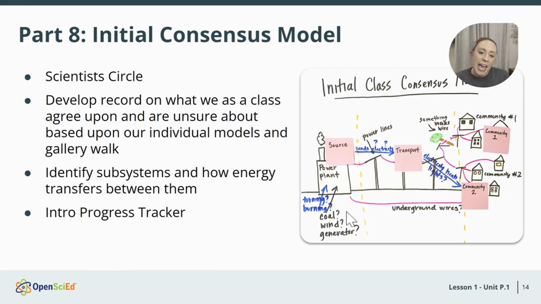And after you have a consensus model up on your poster paper, and this image is in the teacher guide, you with your class identify some subsystems on how energy transfers between all of these different components in our model. And again, we're looking for subsystems here, like we have power sources. We have a transportation or distribution part. I don't maybe know what these things are, but we agree that it needs to be there. And then lastly, we'll end with that energy getting to those who are trying to use it in our community. This is also a step where you are introducing the progress tracker to students for the first time, and they make a record of our class consensus model in that progress tracker.